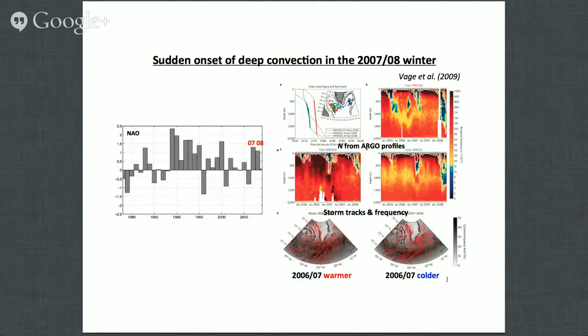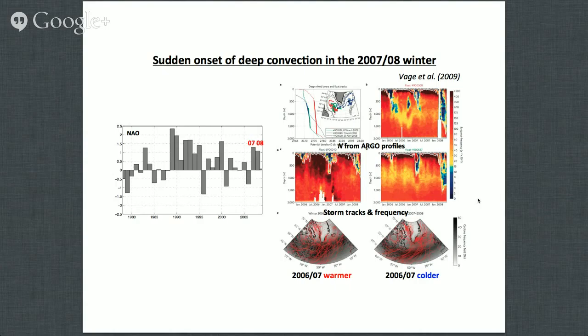But if you look closely, this black shading is the storm frequency instead of the track. You can see the frequency is lower in the LAPC even than in the previous winter. So this raised a question about their results.